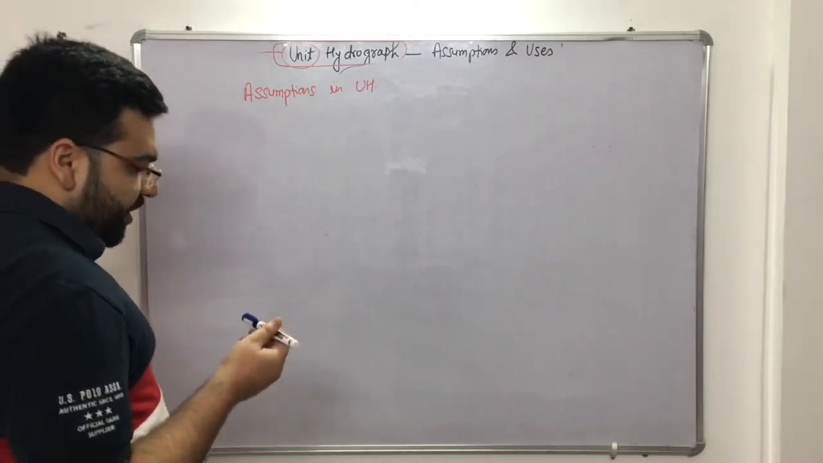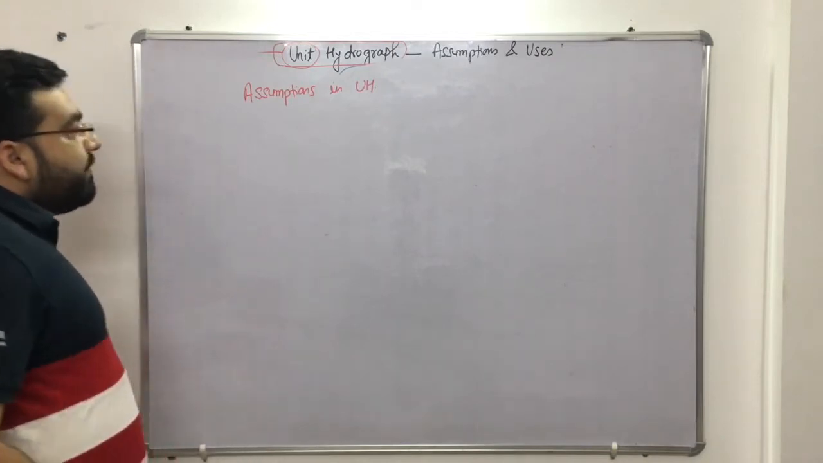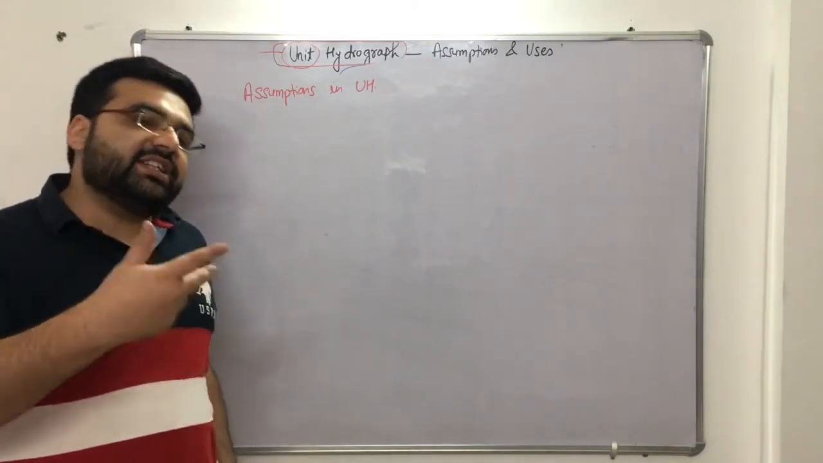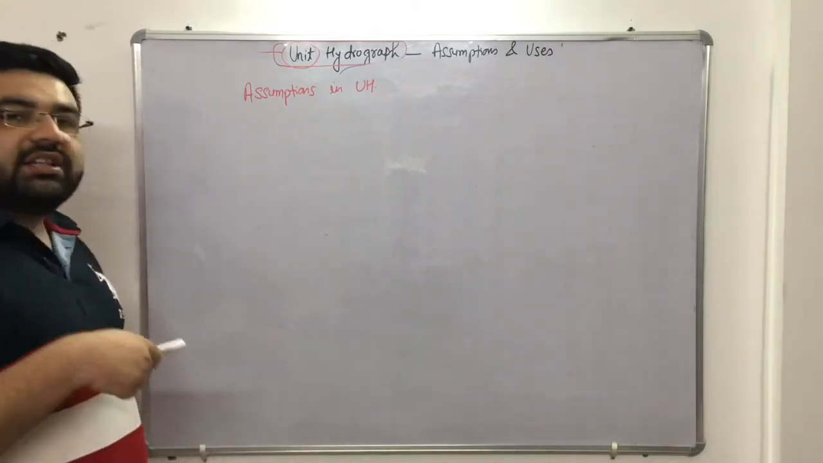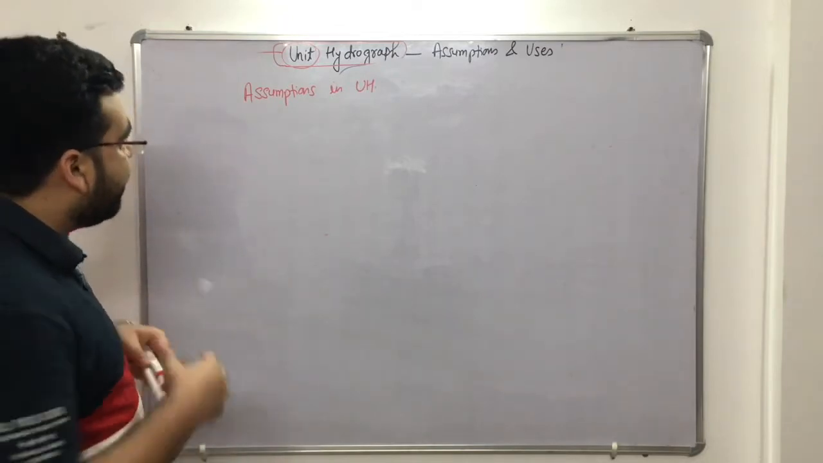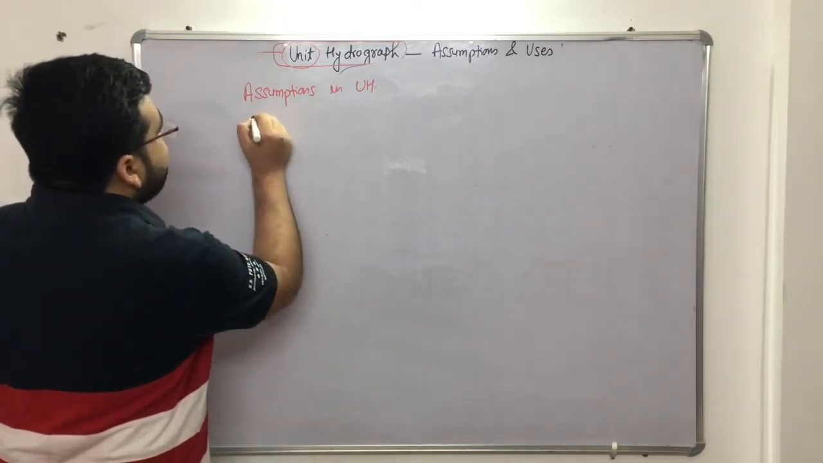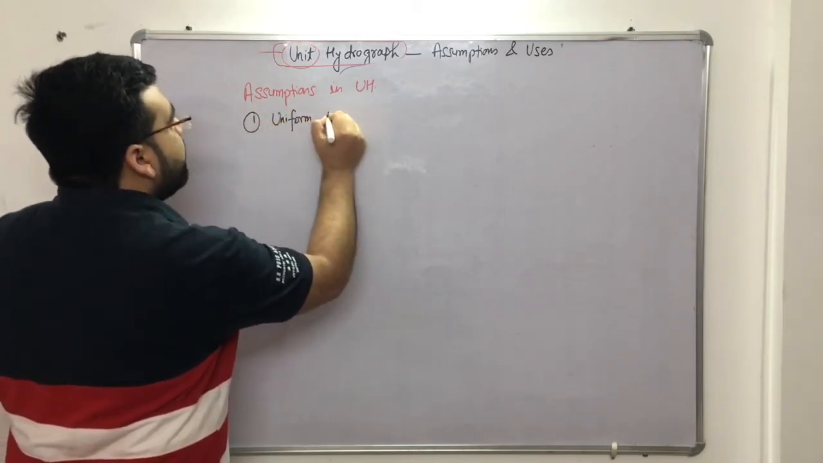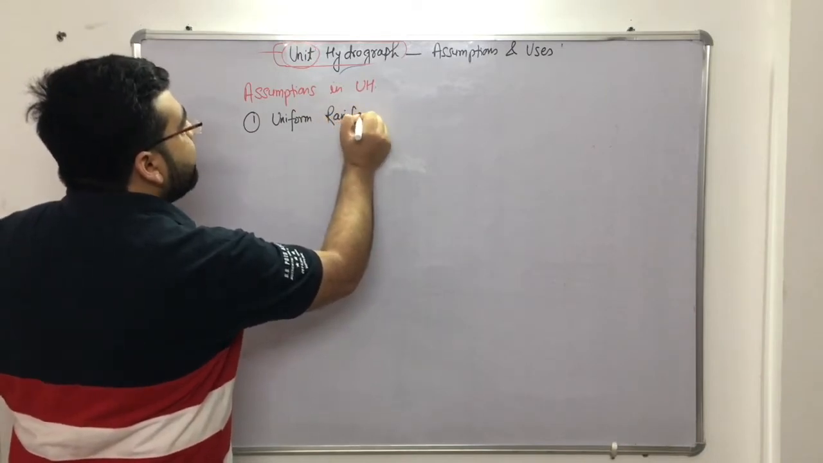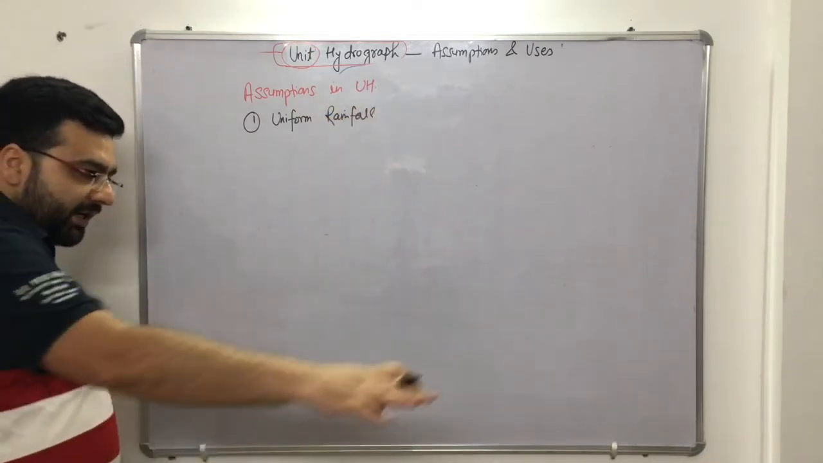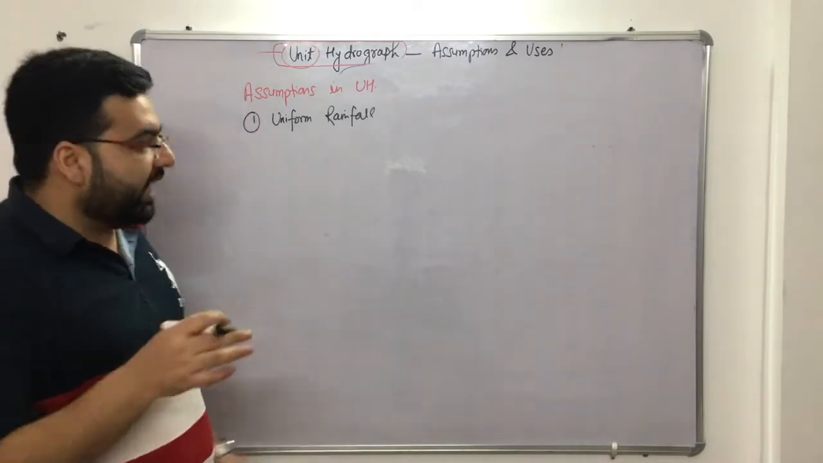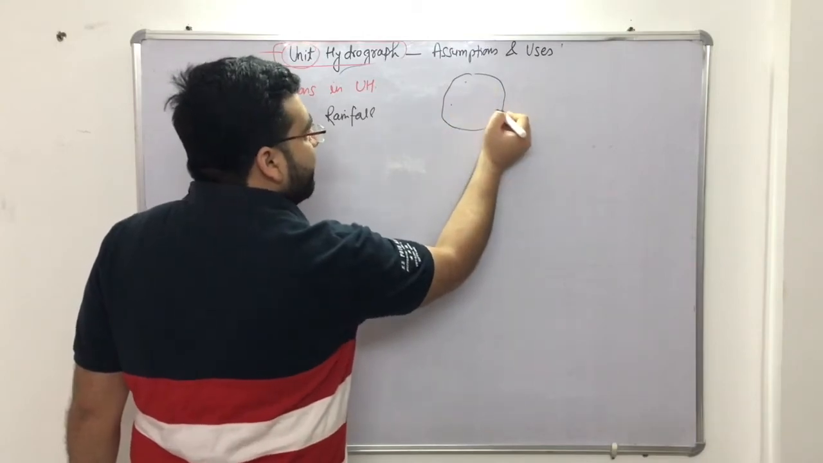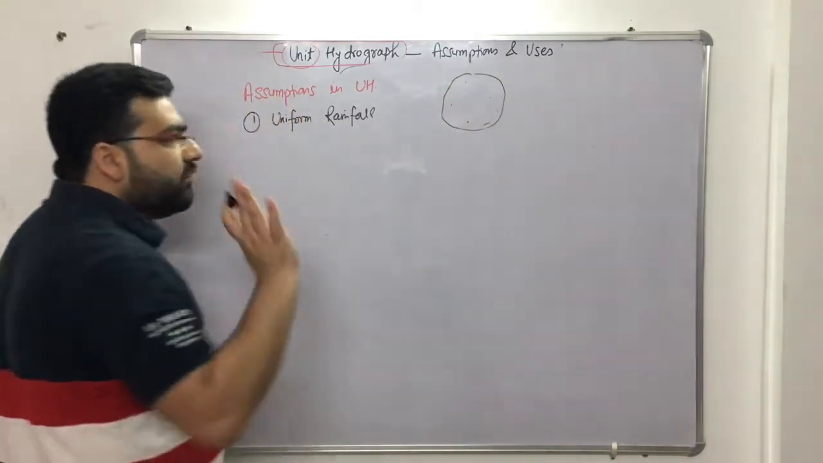The first assumption in unit hydrograph is that the rainfall over a particular catchment area is uniform, right? So the first assumption is uniform rainfall. Over a particular catchment area the rainfall is uniform. For example, this is a particular point in a catchment area. So at every point we have the uniform rainfall, right?